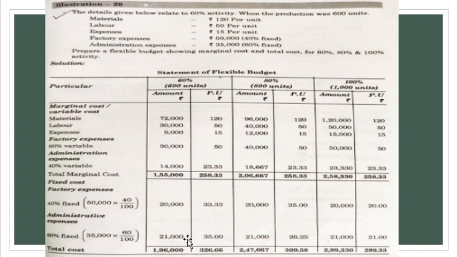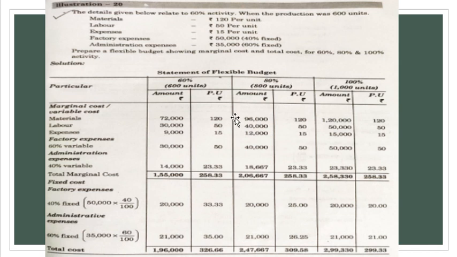So now we have got the fixed costs as well. We will add up the total marginal cost and the fixed cost. For 600 units, the total marginal cost is 1,55,000, add 20,000 of fixed factory expenses and 21,000 of fixed administration expenses, which gives us 1,96,000, and the total cost per unit is 326.66.